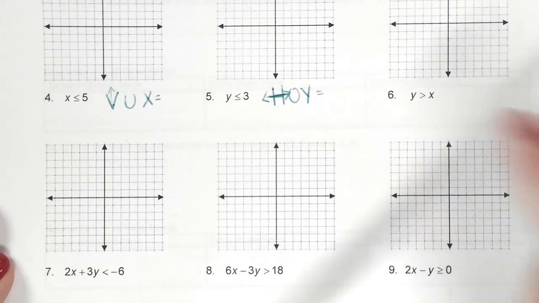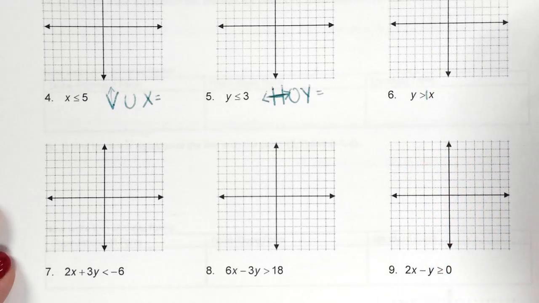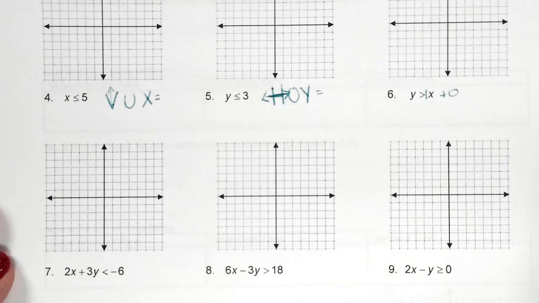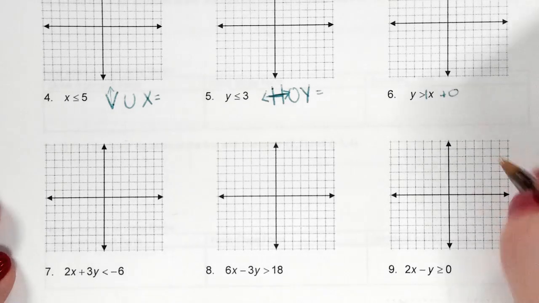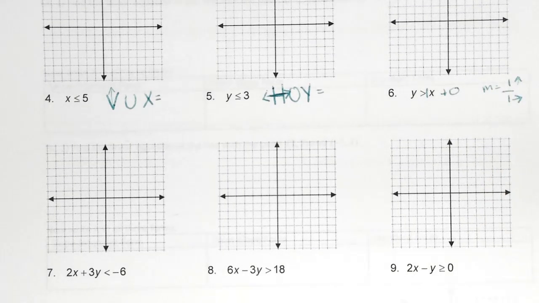What number can I put in front of x that doesn't change anything? 1. Now what can I add to it that doesn't change anything? 0. So what's your y-intercept? 0. And what's your slope? 1, which is 1 over 1, so you're going to rise 1, run 1. Yes? Okay, so this is your practice. If you have questions, let me know.